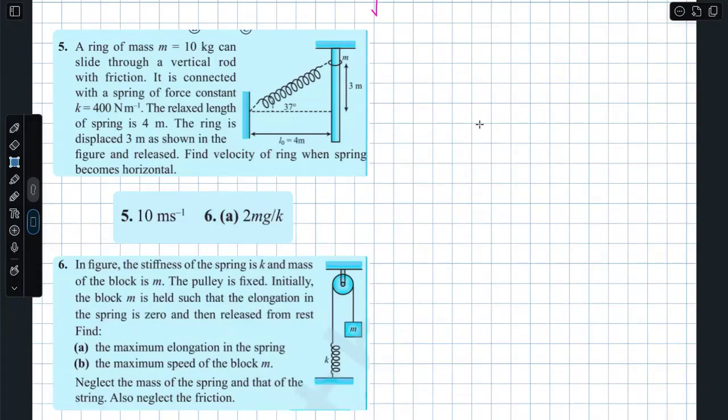A ring of mass m equal to 10 kg can slide through a vertical rod without friction. It is connected with a spring of force constant K equal to 400 Newton per meter. The relaxed length of the spring is 4. The ring is displaced by 3, as shown in the figure, and released. Find the velocity of the ring when the spring becomes horizontal.